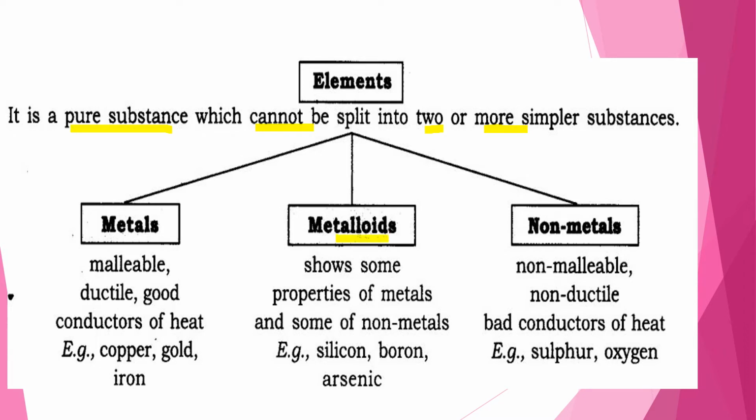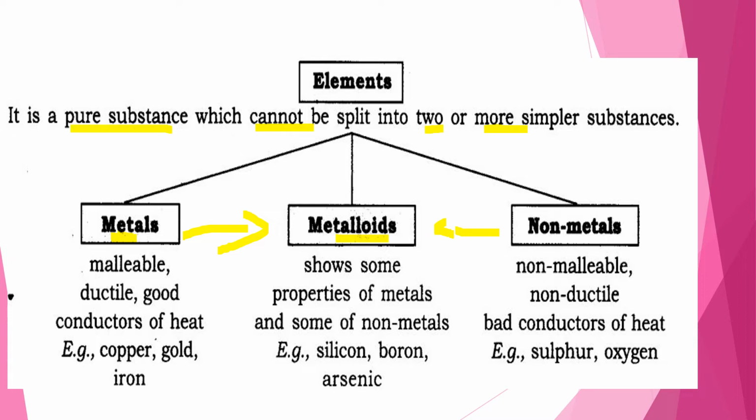Metalloids show a combination of the characters of both metals and non-metals. Metals are malleable, that means they can be made into sheets. Ductile, that means they can be made into wire. They are good conductors of heat and electricity, and especially metals show lustrous property, that means they shine. For example, copper, gold, iron.